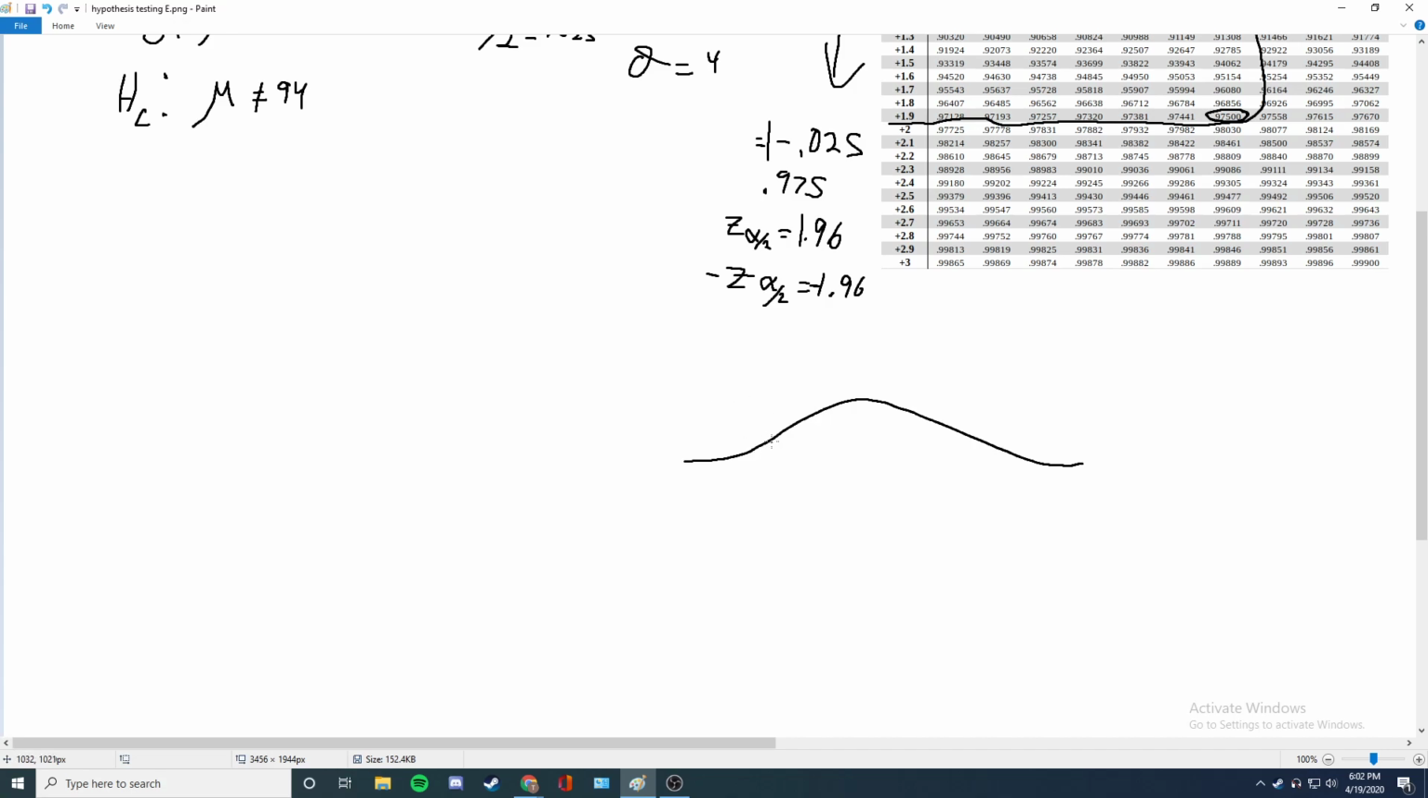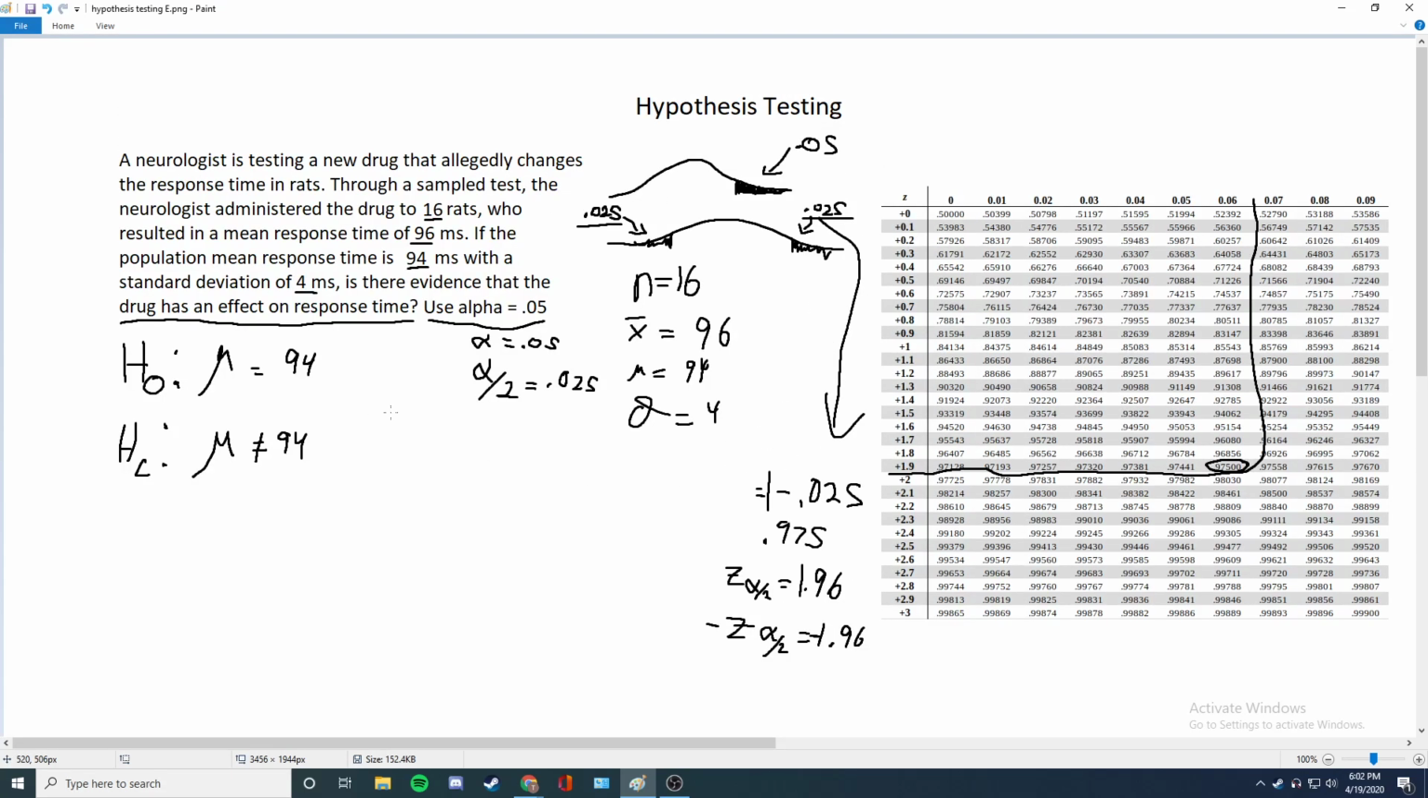So I'll just redraw the normal curve down here. The z values that we just found, negative 1.96 and 1.96, and we'll call this one the mean. We have to figure out if our sample is less than negative 1.96 or greater than 1.96 in its z-value. So let's figure that out.